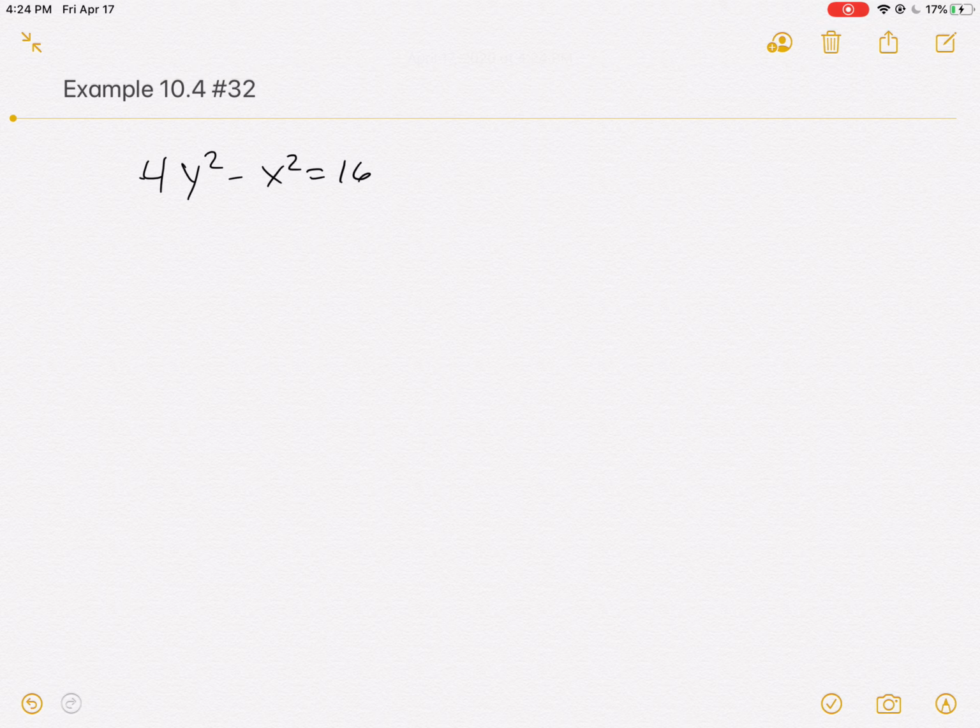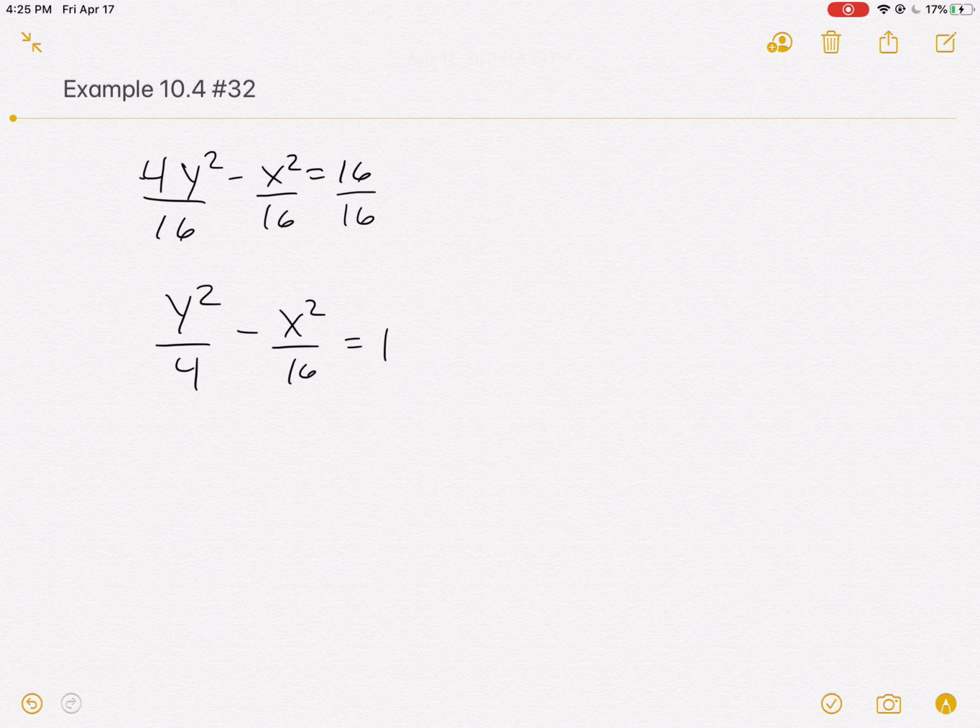So what are we going to do? We're going to divide everything by 16 because we need that 1. And what do we have? We have y squared over 4 minus x squared over 16 is equal to 1. So from here we can read what they want us to find. They'd like us to identify the center. No problem. The center is 0, 0.